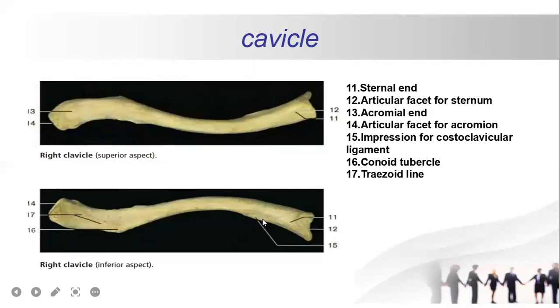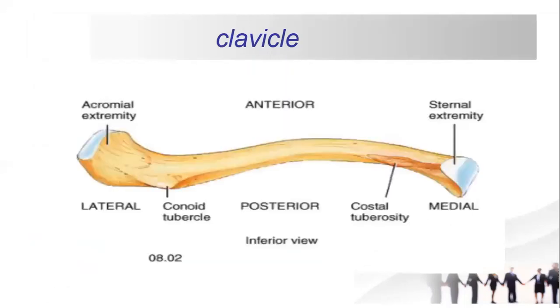Then we have 16, the conoid tubercle, which can be seen from the inferior aspect. We'll find the explanation for that as well. Then we have number 17, the trapezoid line. So this is just an illustration of the image of the bony clavicle. We have another image here, the same as the one I've just described.